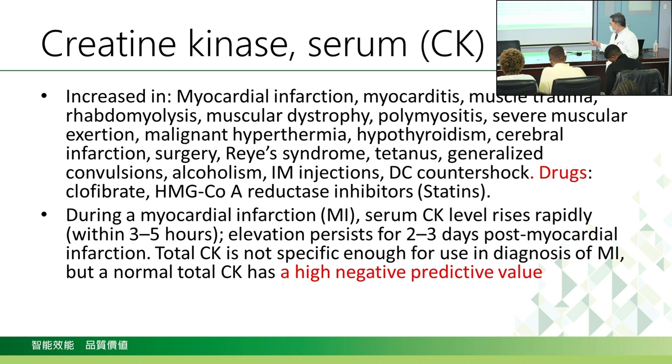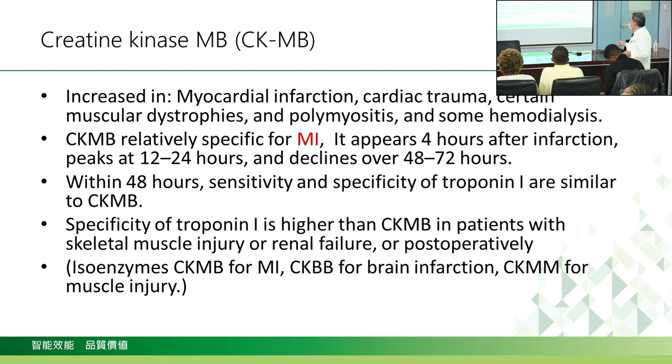Now, creatine kinase MB isoenzyme. How many CK isoenzymes? CKMB is for myocardial infarction, CKBB for brain infarction, CKMM for muscle injury. So we have many isoenzymes. Now, this is important: CKMB for MI. Myocardial infarction, cardiac trauma, certain muscular dystrophy, polymyositis, and some hemodialysis will increase CKMB.